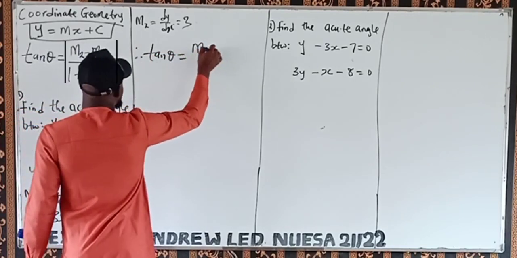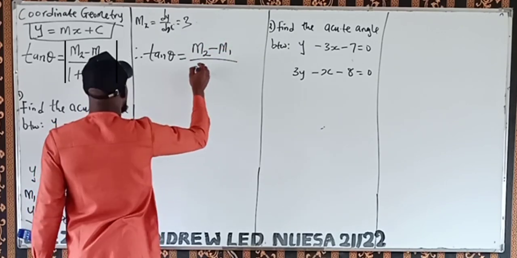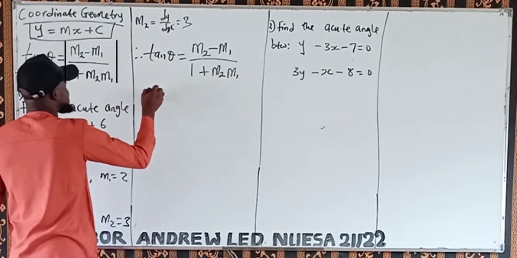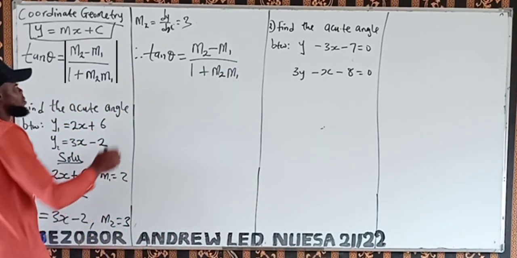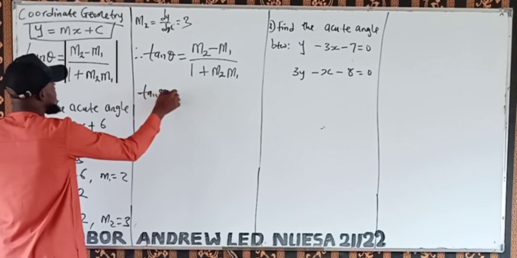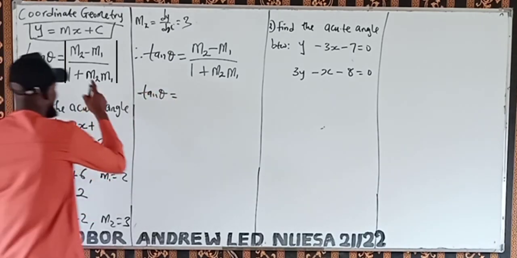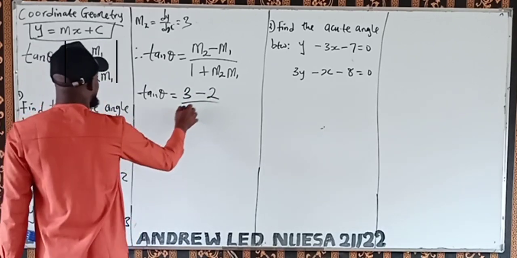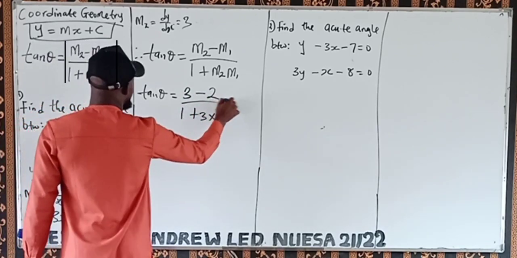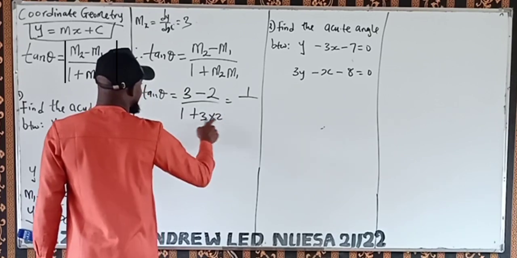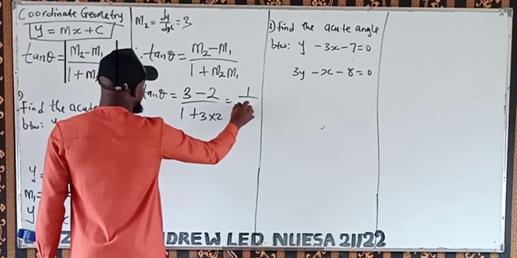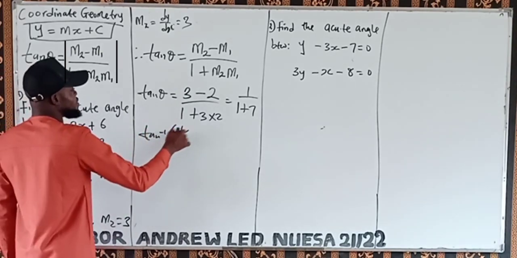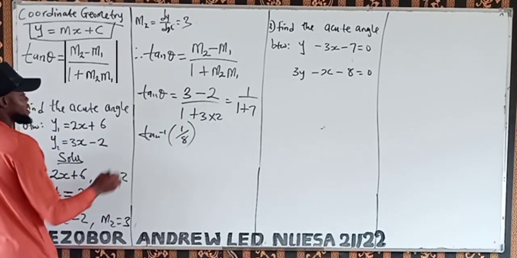So we now go to the formula that we said: tan of this angle is equal to the second gradient minus the first gradient over 1 plus the second gradient times the first gradient. So tan of this angle will be equal to 3 minus 2 over 1 plus 3 times 2. That will give us 1 over 1 plus 6, which is 1 over 7. So that's going to give us tan inverse of 1 over 7.